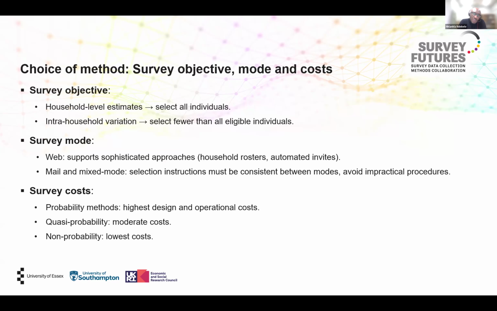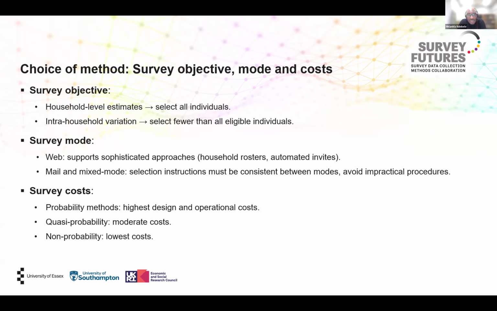Now, one of the other key things to think about would be what the objective for your survey is. If we're interested in household level estimates, then we need to look at selecting all individuals in the household, with each individual completing the questionnaire and providing responses as an individual, but you can then aggregate data from all those within a household to look at household estimates.